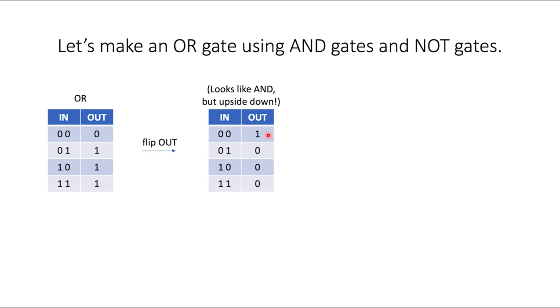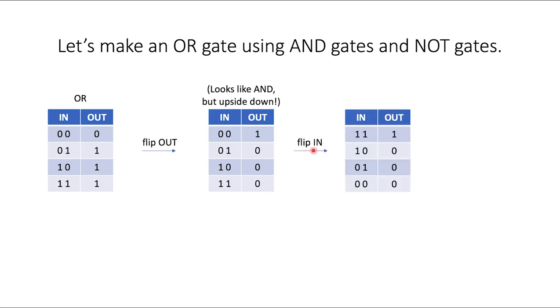But now let's think again. We have NOT gates at our disposal, so we can keep playing around with these NOT gates. And if you want to flip this table upside down, one thing you can do is just flip all of these inputs. If I flip the 0, 0 to a 1, 1, switch these two around by flipping 0, 1 to 1, 0 and vice versa, and I flip the 1, 1 to a 0, 0, then the whole table suddenly turns upside down. So really what I'm doing is taking my input wires and applying NOT gates to them. So now I flip the input and I get a table that looks like this.